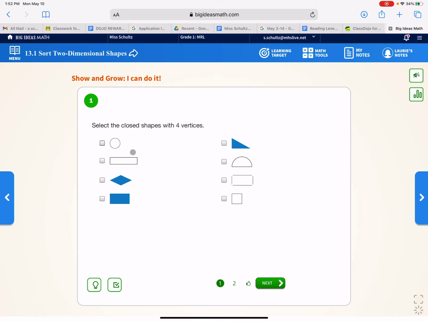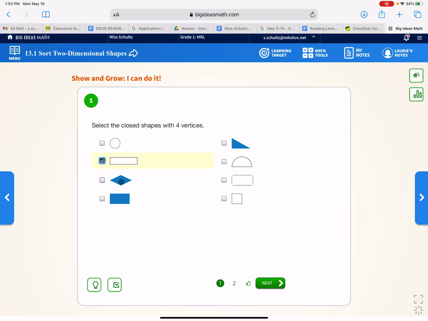But for this statement, it says select the closed shapes with 4 vertices. Now, for example, the circle, it's a closed shape, but it does not have 4 vertices because there's not any sharp point within that shape. But if you go down below, 1, 2, 3, 4, and is there any open areas in this shape? No, so this one meets what we're looking for.